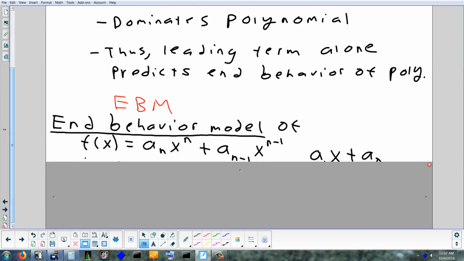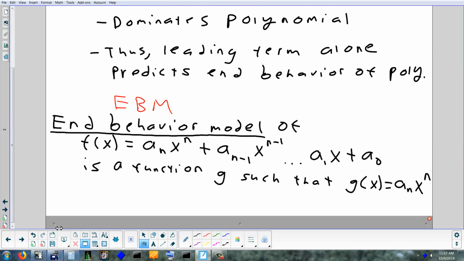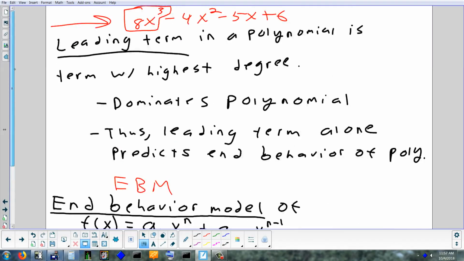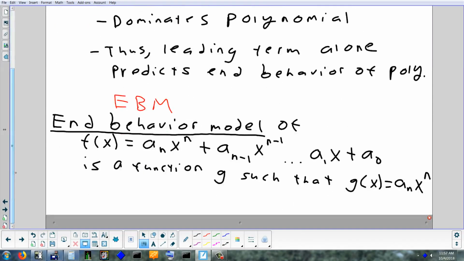So if you get a problem and they ask you to find the end behavior model of some long polynomial, the only thing you have to look at is the first term. That's it. Just write down the first term. That's the end behavior model, as long as the first term is the highest exponent. If they do something tricky and write it out of order, then you gotta watch for that. But in general, I don't do that.